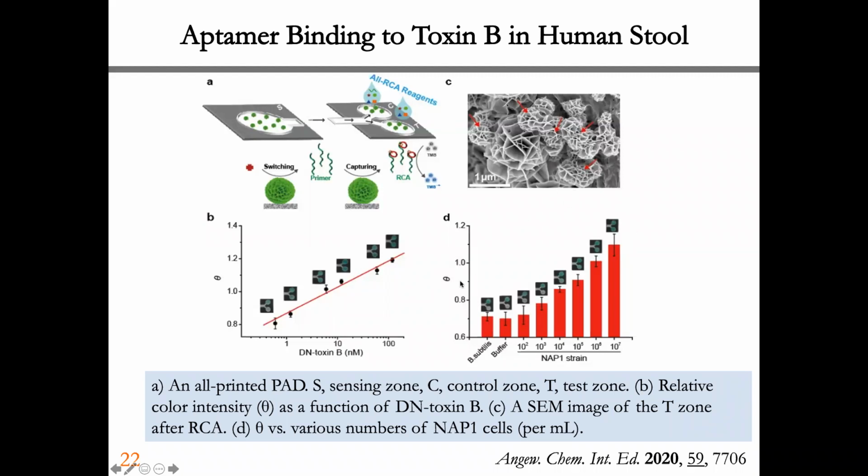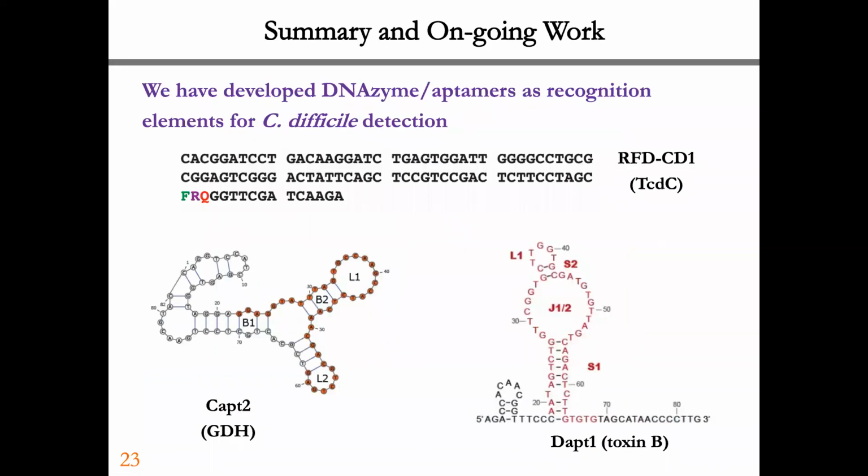Here's just additional data. Using quantification, this is a lab strain and these are cell counts, and we can detect about 100 lab strain cells of C. difficile. So in summary, we're still not completely there yet, as we would like to be.